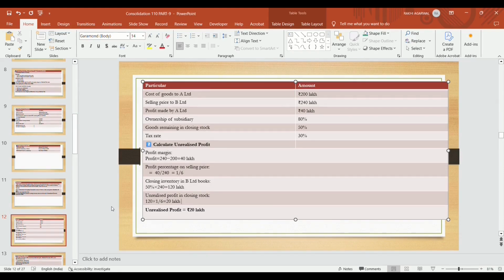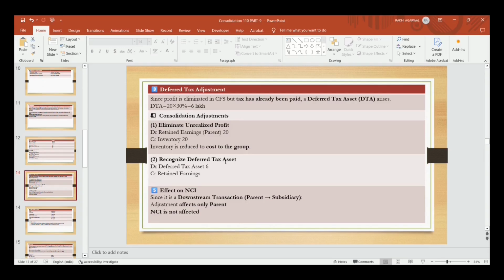Profit percentage on selling price is 1/6. So 20 lakhs is the profit which is unrealized in the closing stock. Deferred tax adjustment: since profit is eliminated in CFS but tax has already been paid, it creates a deferred tax asset. So a deferred tax asset arises. DTA becomes 20 lakhs at 30%, which is 6 lakhs.